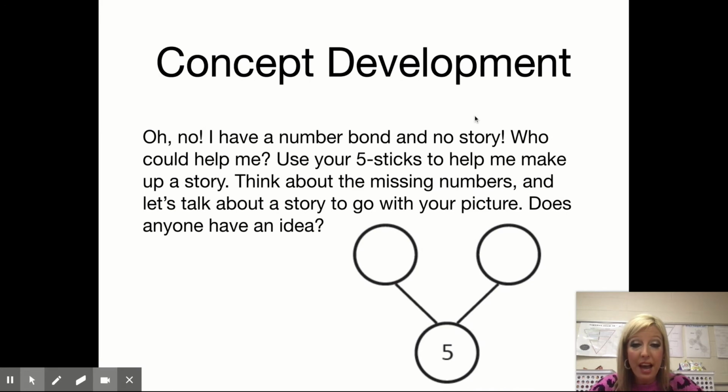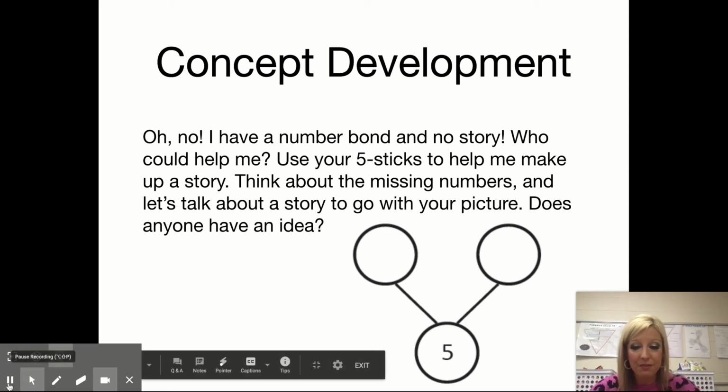Oh no, I have a number bond and no story. Who can help me? Use your 5-stick that we used in our word problem to help me make up a story. Think about missing numbers, and let's talk about a story to go with your picture. Does anyone have an idea? Go ahead and share your idea with someone at your home. You can pause the video now.